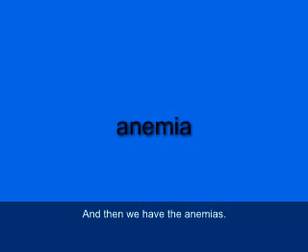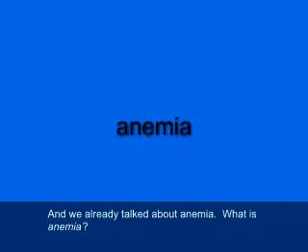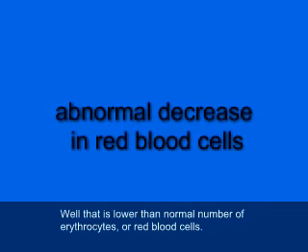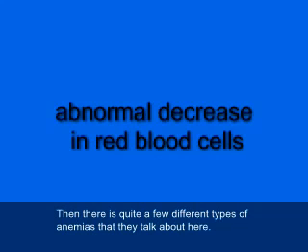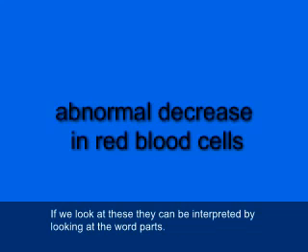And then we have the anemias, and we already talked about anemia. What is anemia? Well, that is lower than normal number of erythrocytes or red blood cells. And then there's quite a few different types of anemias that they talk about here. And if we look at these, they can be interpreted by looking at the word parts.